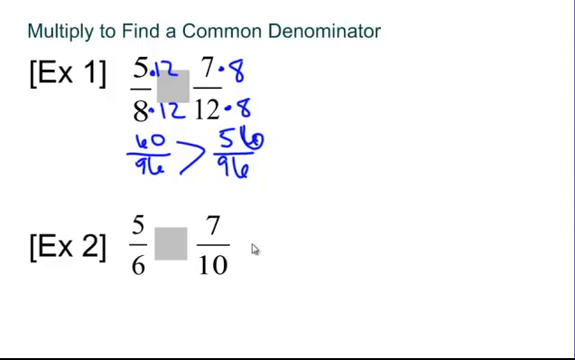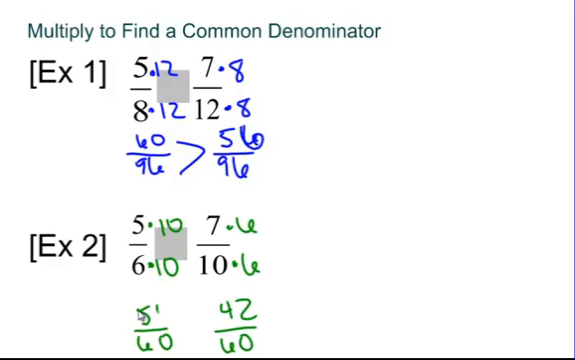Okay, welcome back. So we're going to multiply the denominators by each other. This we're going to multiply by 6, and this we're going to multiply by 10. So we get 60 in the denominator. Since we multiply the bottom here by 6, we multiply the top by 6, we get 42. Here we multiply the top by 10, we get 50. Now what's bigger, 50/60ths or 42/60ths? Well, 50/60ths is bigger.